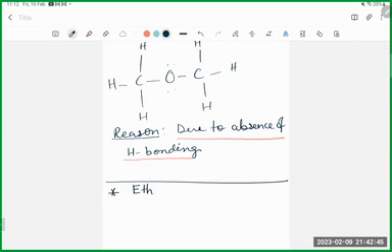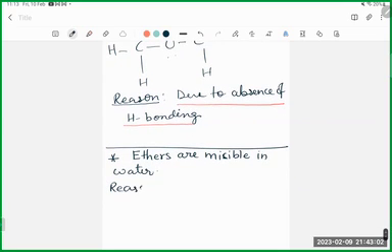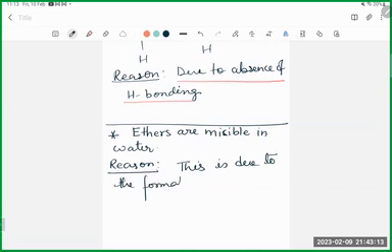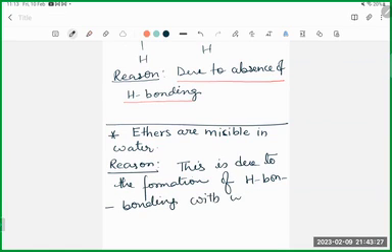Ethers are miscible in water. It can be understood by drawing the structure of the hydrogen bonding with water. Miscible in water. So what is the reason? We say this is due to the formation of hydrogen bonding with water. Clear, Hridaya? Yes, ma'am. So let's see over here the hydrogen bonding structure, then it will be more clear to you.